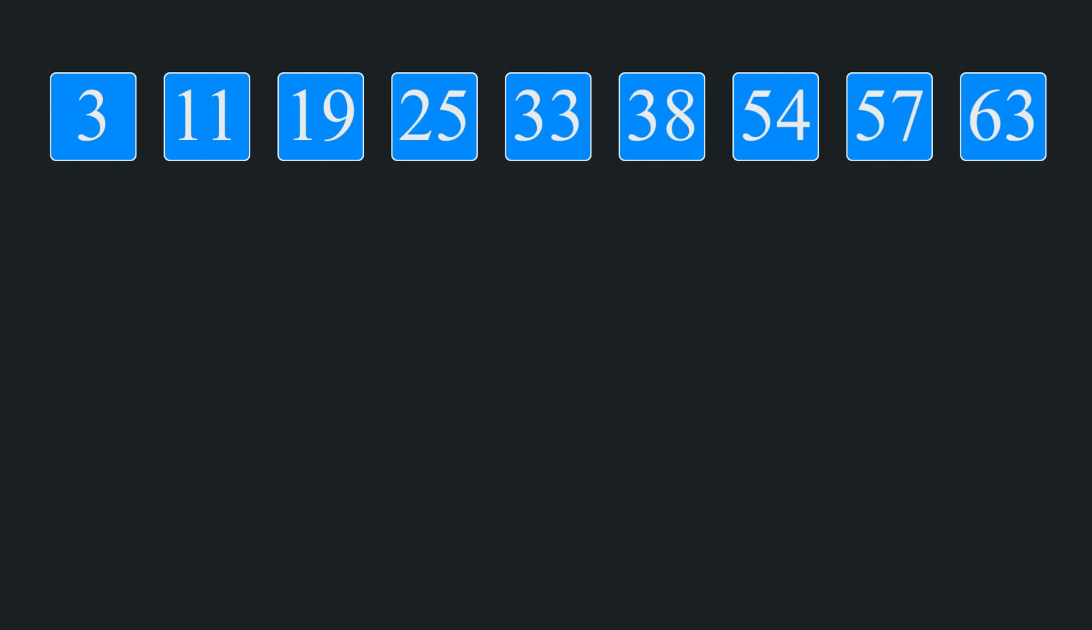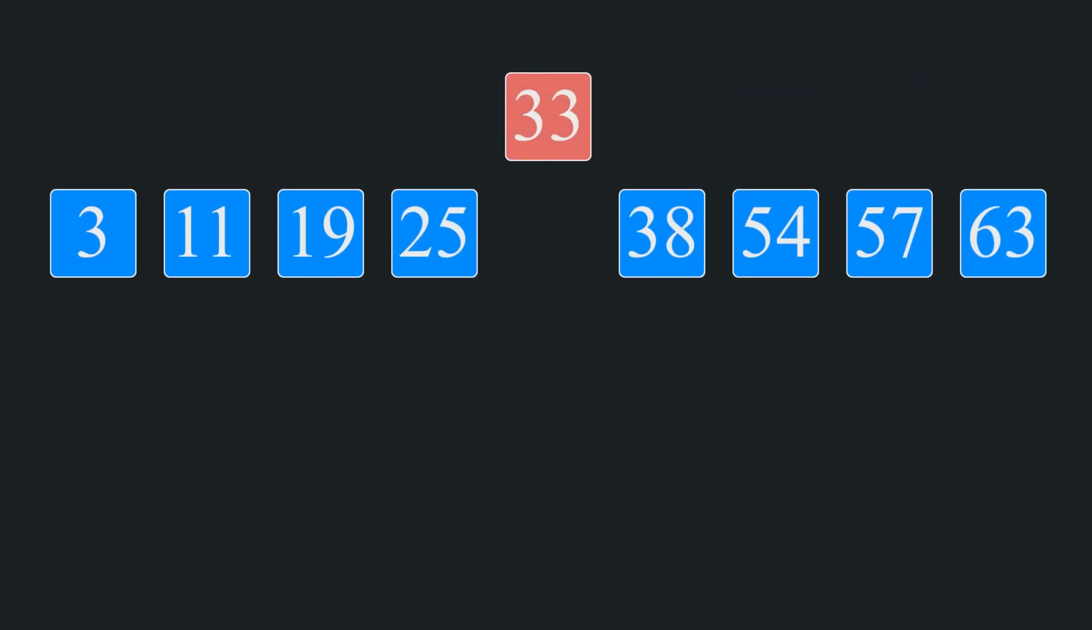The array has 9 values. The middle position is 33. So, we divide the array into 2 parts, keeping 33 in the middle. Now, we check whether the middle, 33, is our target, but it isn't. Our target is 57. The left array ends with 25 and the right array starts with 38.